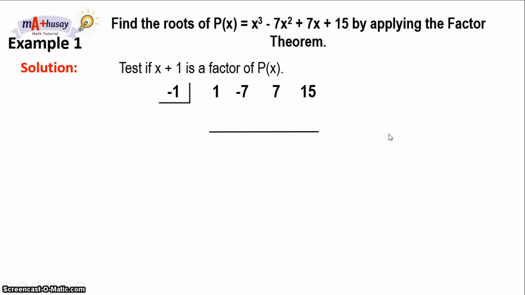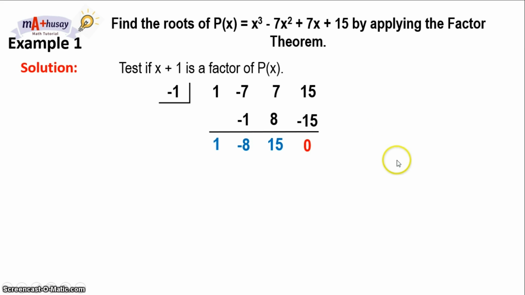We bring down 1. 1 times negative 1 gives you negative 1. Negative 7 plus negative 1 is negative 8. Negative 1 times negative 8 is positive 8. So, 7 plus 8 gives you 15. Now, 15 times negative 1 gives you negative 15. 15 minus 15 is 0.